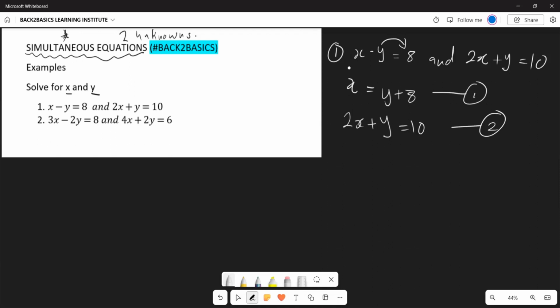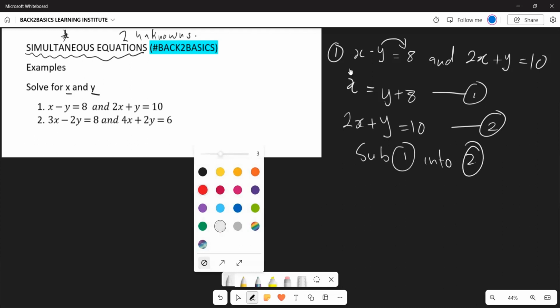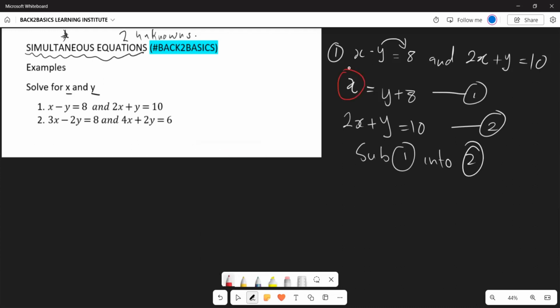Those are the first things that you need to do. After that, you're going to substitute equation one into equation two. Which means in a space where there is x, you are going to substitute y plus 8, right? So remember your equation 2, it's 2, and there is x, so in the space for x, you substitute y plus 8. It makes sense, isn't it? Then you continue plus y is equal to 10. Then now you can continue solving.